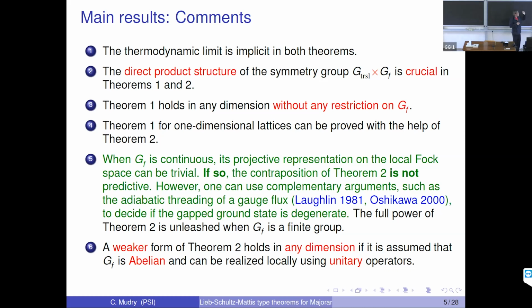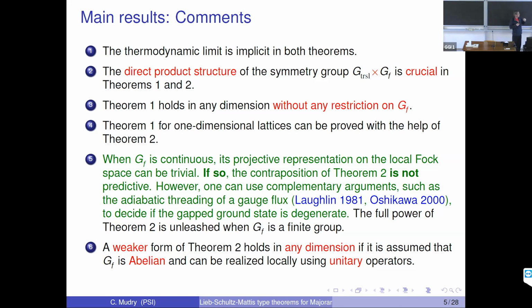However, you have other tools available to you to decide if you have a non-degenerate unique ground state or not. For example, when you have a continuous harmonic symmetry group, you can use complementary arguments such as adiabatic threading of a gauge flux. We saw this type of argument last week. And of course, Oshikawa used this type of argument to generalize the Lieb-Schultz-Mattis theorem to higher dimension. So the full power of Theorem 2 is unleashed when GF is a finite group. That's where this theorem is really useful.